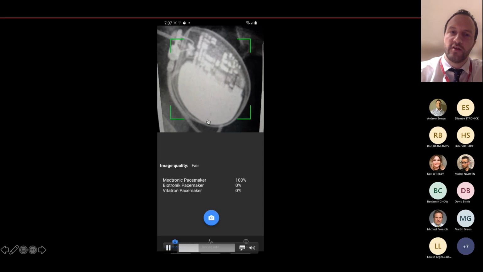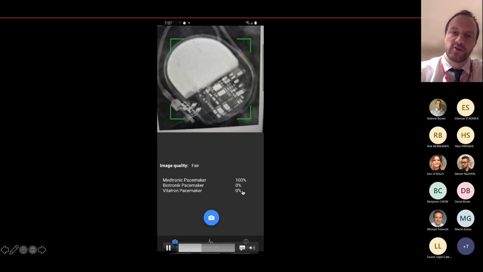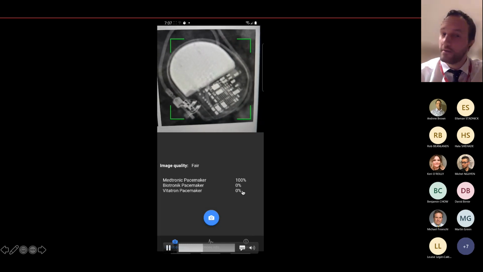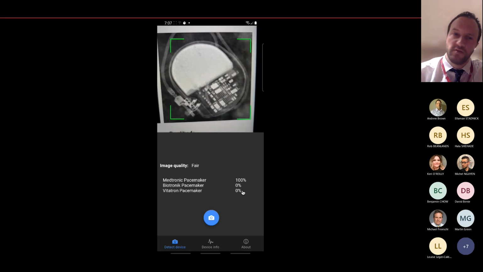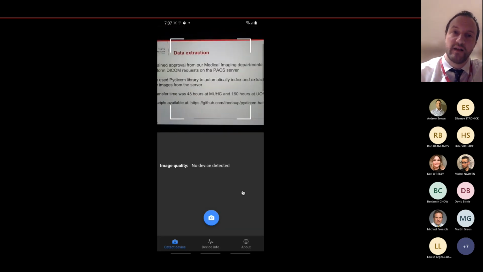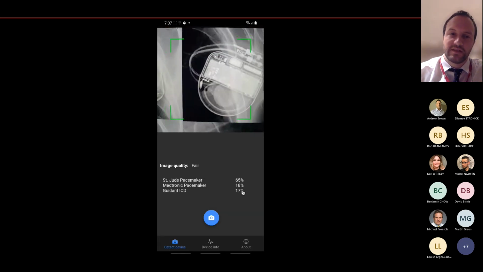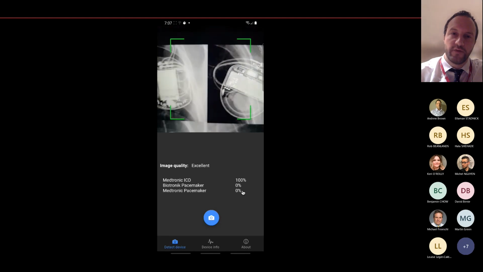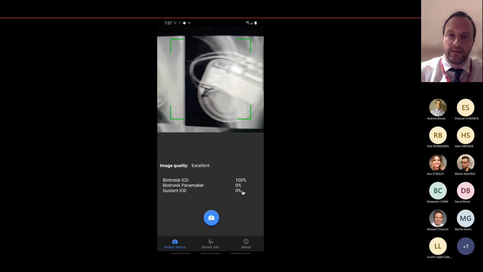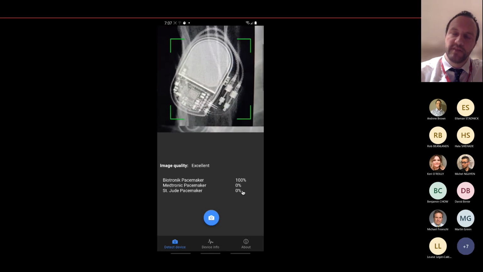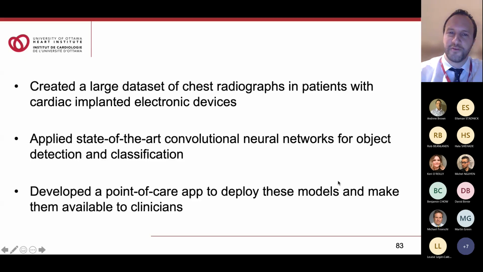And as soon as a device is detected, the viewfinder turns green, and then the prediction is outputted. And this is being done live multiple times per second on my cell phone, so it gets updated live. And then we can, of course, use it on several types of different devices. This is a Medtronic ICD, for example, and it's quite certain of that. This is a Biotronik ICD, and so on and so forth. So this relieves the issue with the coffee cup I was showing you earlier.